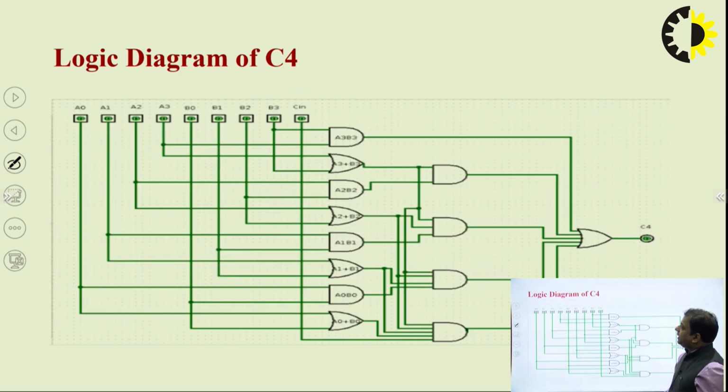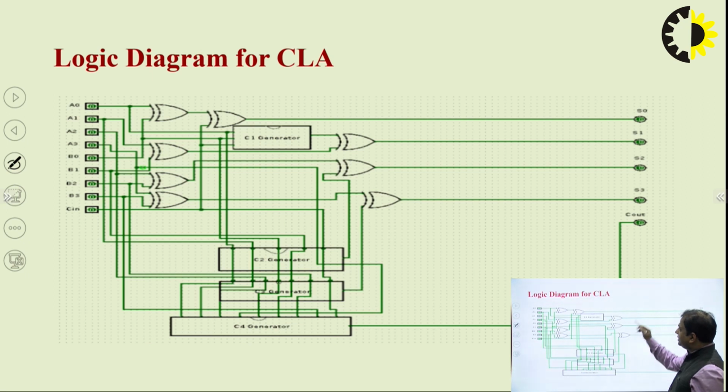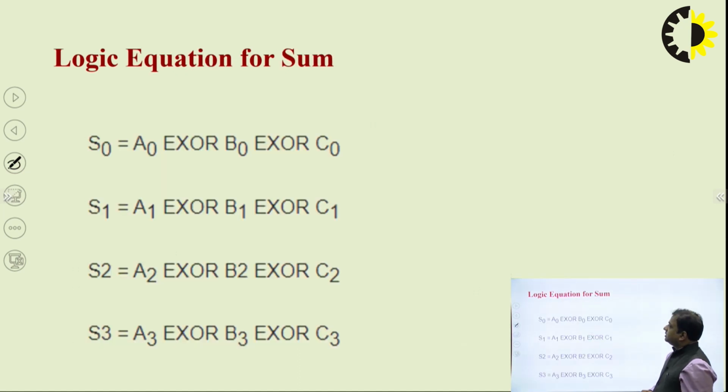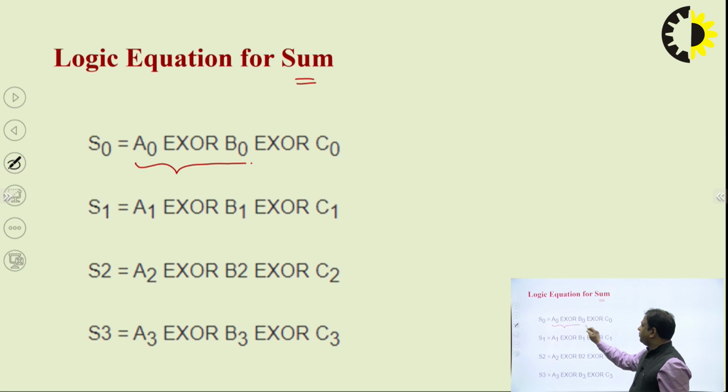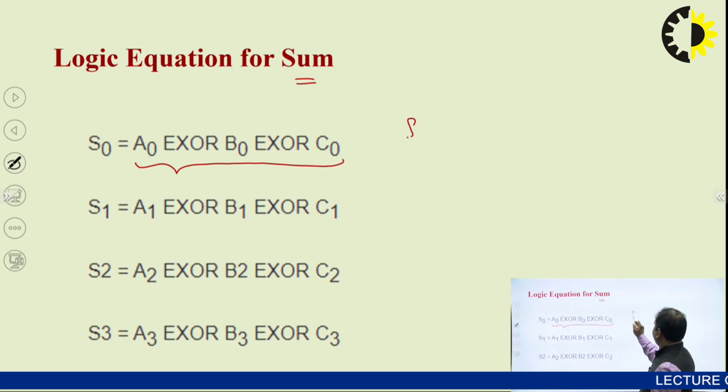After completing all the C1, C2, C3, C4 equations, we can design this logical diagram for the CLA, right. That is complex, but we can design it. Similarly, the next equation, for the sum operation of the adder, is the same as the full adder.